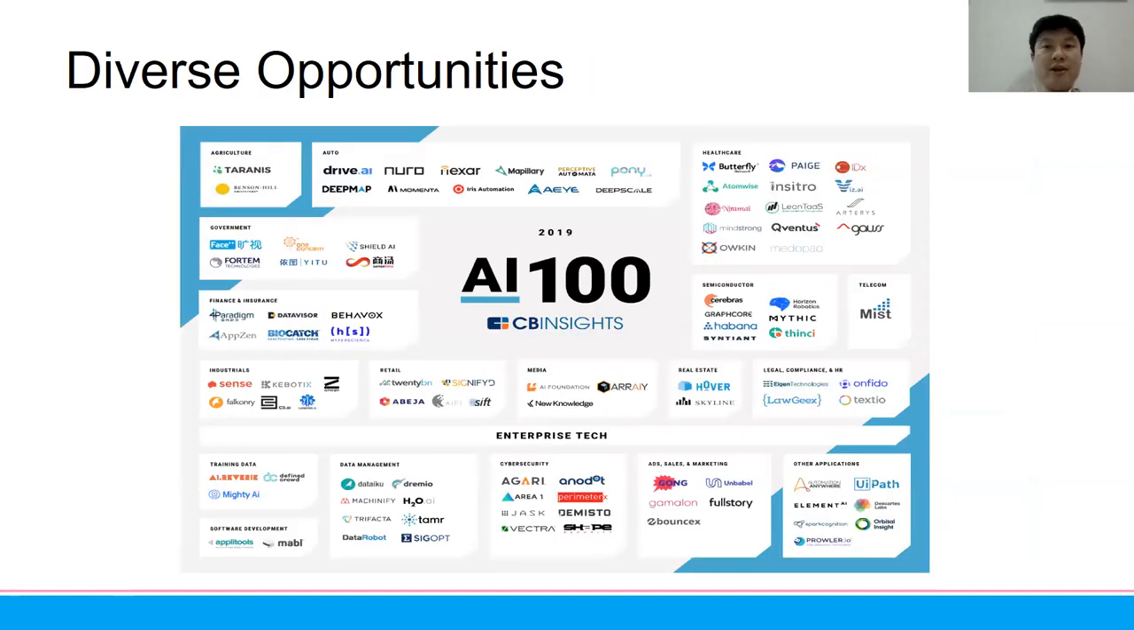And nowadays, there are many companies. These are diverse opportunities. In 2019, there was a newspaper, CB Insights. They tried to survey all the companies related to AI, the artificial intelligence. So if you check this one, all the companies are related with programming. So you need to understand computer programming. And once you know at least one computer programming language, you will have a lot of opportunity for your future.